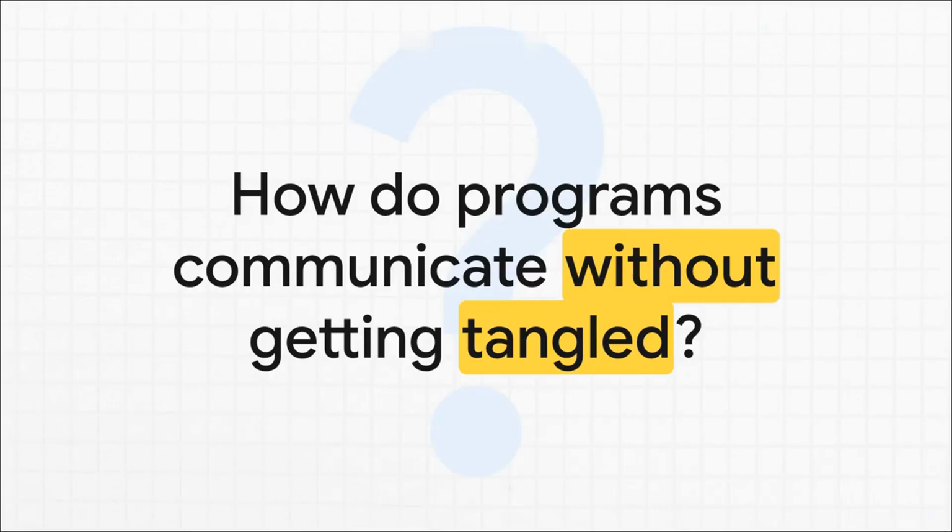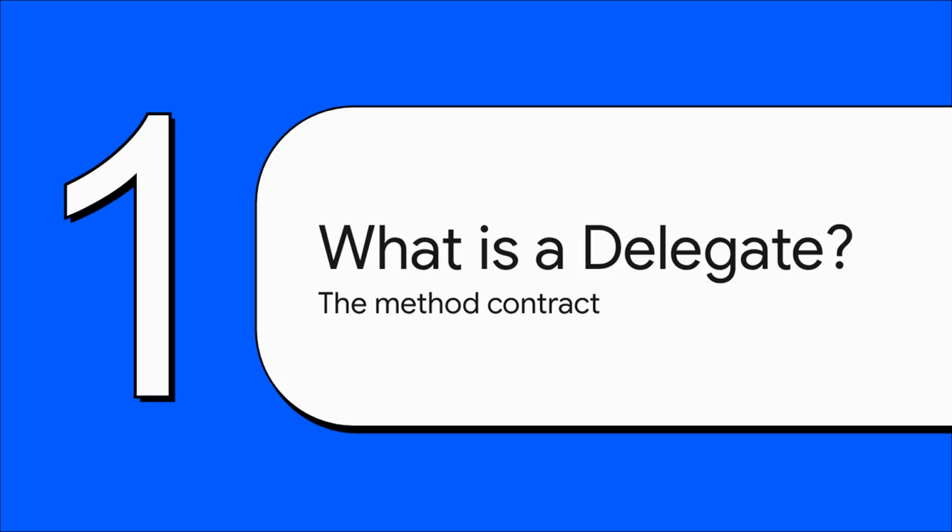So let's kick things off with a problem that every single developer runs into. How do you get different parts of your application, different objects, to talk to each other without creating this giant, tangled mess? What we're really after is clean, loosely coupled communication. And this is where C# gives us a really foundational tool called a delegate. You can think of it as the fundamental building block for the entire communication system we're about to build. So what exactly is it?